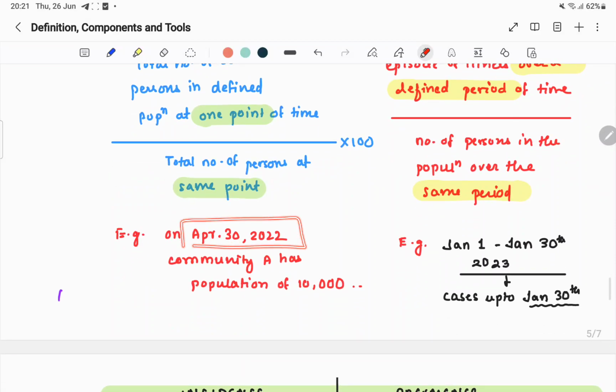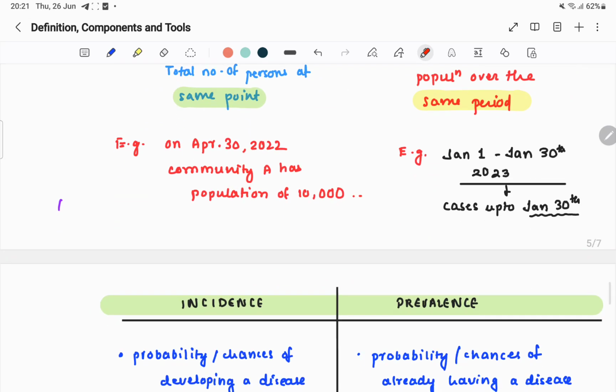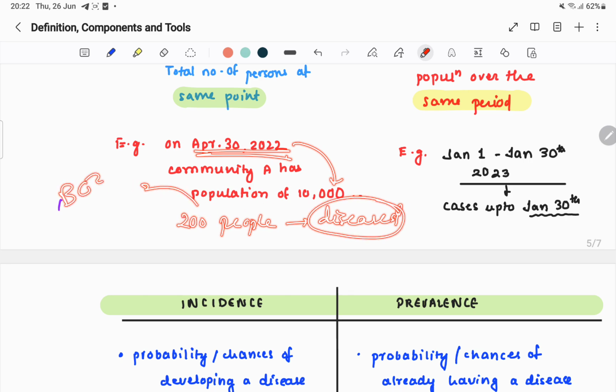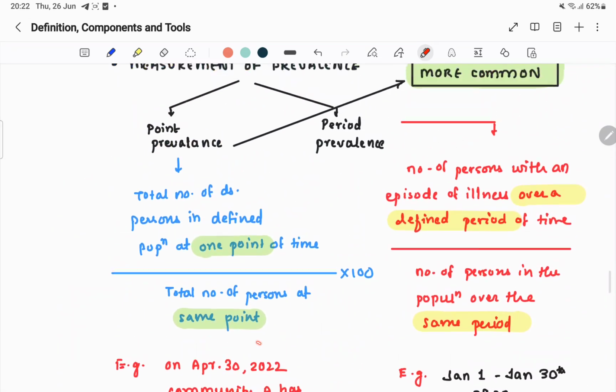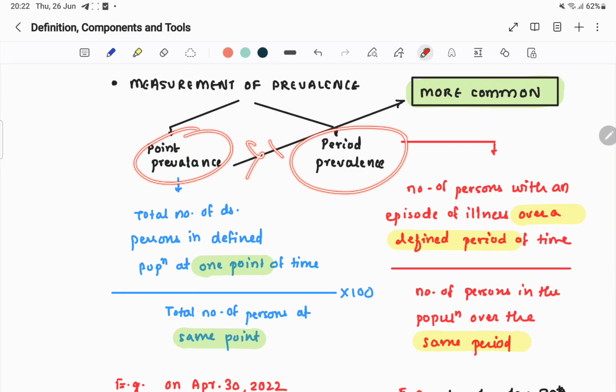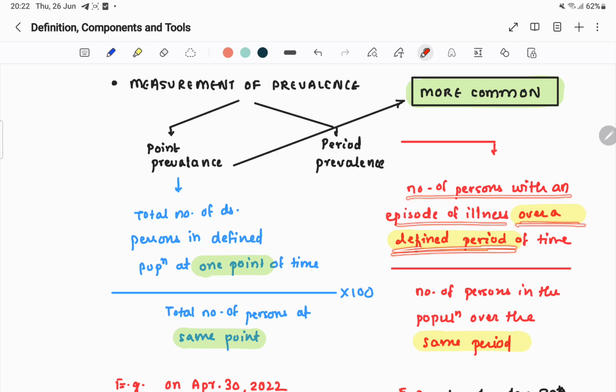For example, on April 30, 2022, community A has a population of 10,000. On that particular day, let's say 200 people are diseased, meaning 200 are both new plus old cases. So 200 people are diseased, and you can calculate the prevalence. This is the point prevalence. This is more common. Point prevalence is more common than period prevalence. What is period prevalence? Period prevalence is basically the number of persons with an episode of illness over a defined period of time.